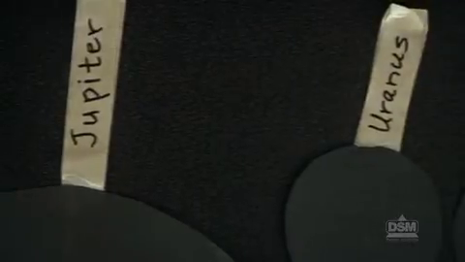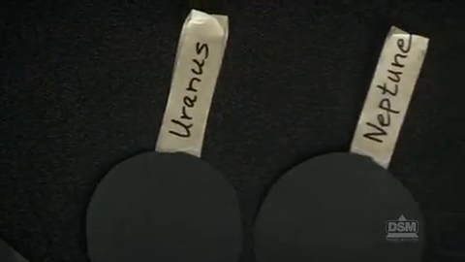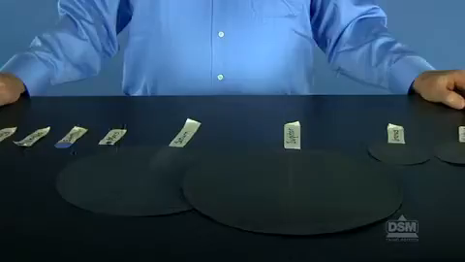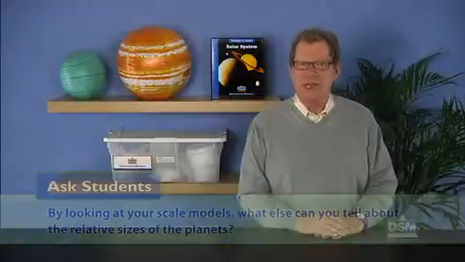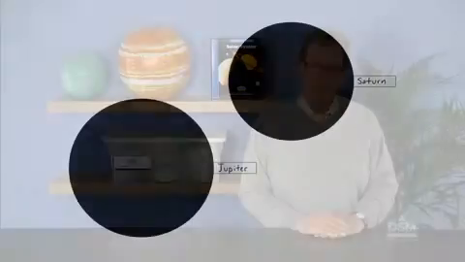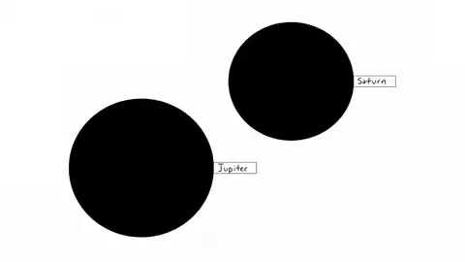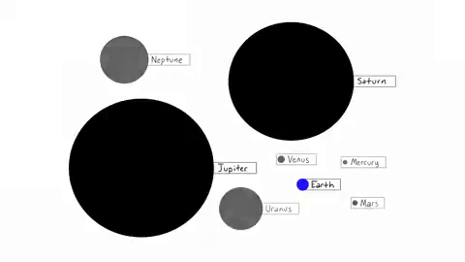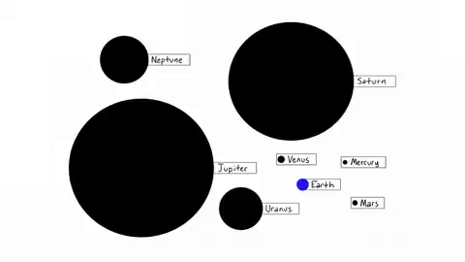Have the students arrange their models side by side in the same order that the planets appear relative to the sun in a display that will measure about 90 centimeters long. Ask students, by looking at your scale models, what else can you tell about the relative sizes of the planets? Most students will note that Jupiter and Saturn are much bigger than the other planets. Students may also remark that Earth is relatively small compared with the others. Guide students to realize that the planets are all different sizes.